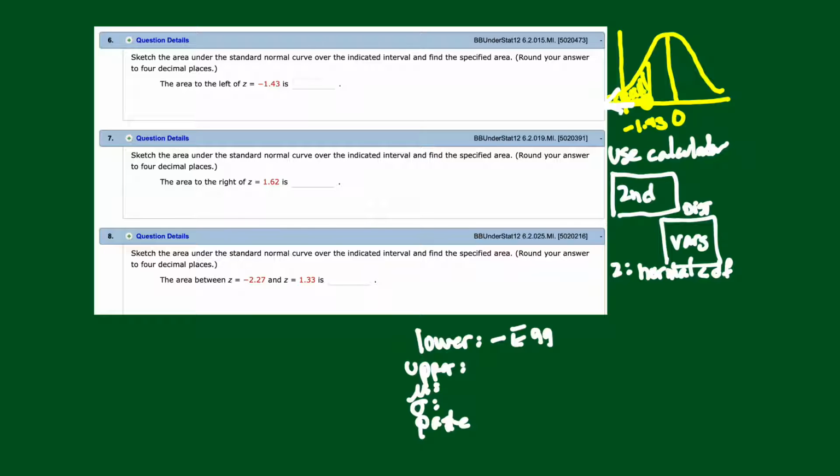Now our interval is going here, right? It goes all the way this way, all the way out here. Well, that's negative infinity. The calculator way of saying negative infinity is negative E99, which means something like negative 10 to the 99th, a really small number. So how do you get that?